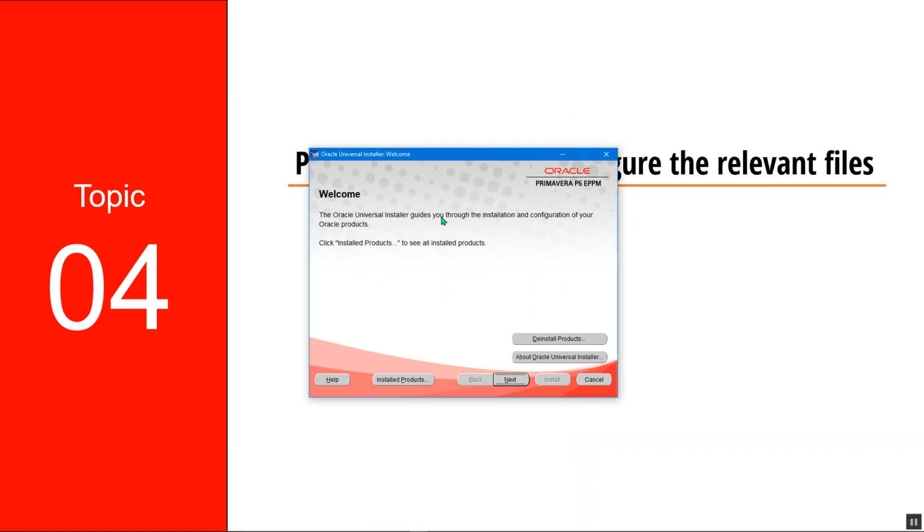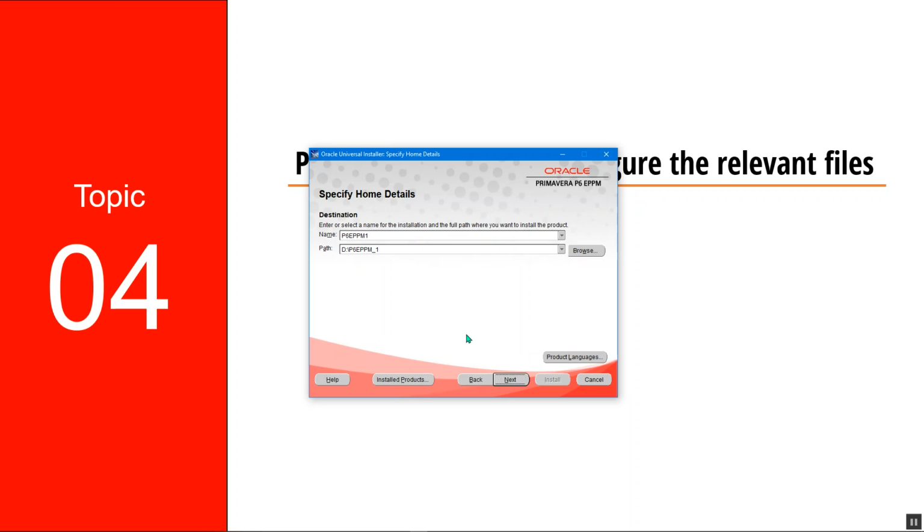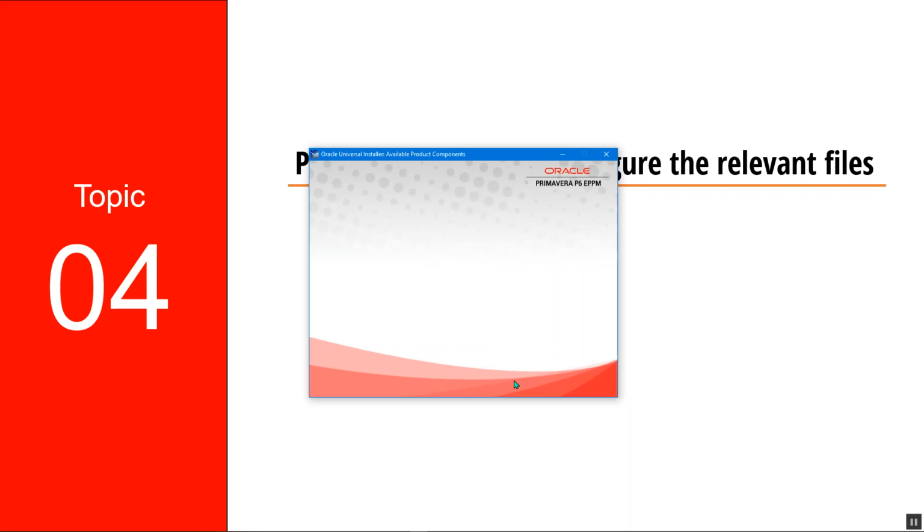So just after a few seconds, this window will pop up. I'll click on next. This is a welcome window. I'll click on next. So in this place is where I select where I want to install. So I'll just install it in the same place where I have my Oracle home, exactly here. And then I'll click on next.